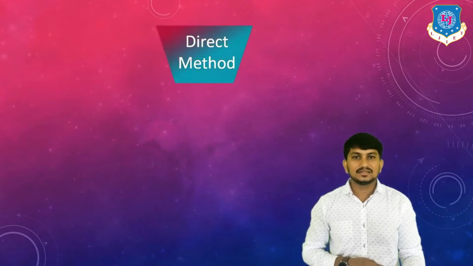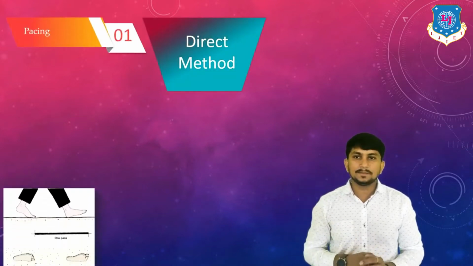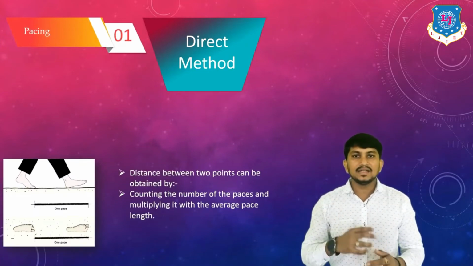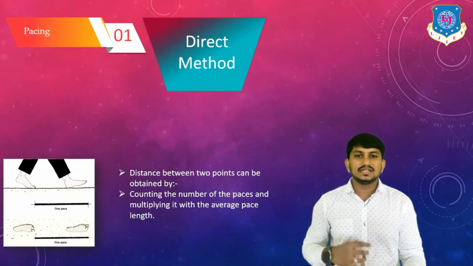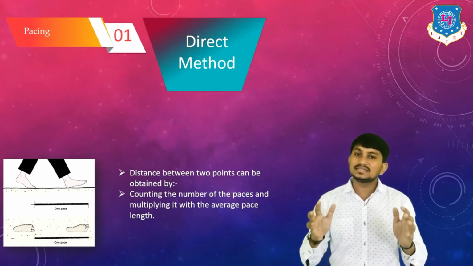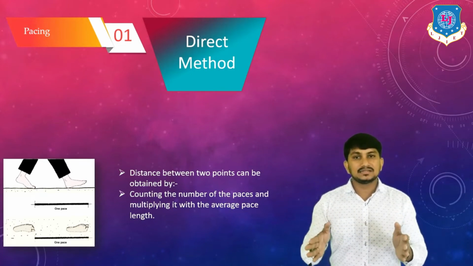So, direct methods are mainly, the first and old method is pacing method, in which we find out the distances by number of paces. The distance between 2 points can be obtained by counting the number of paces and it's multiplied with the average pace distance of the person.